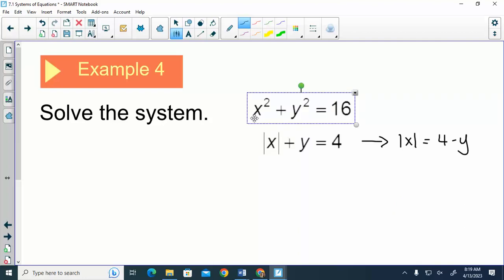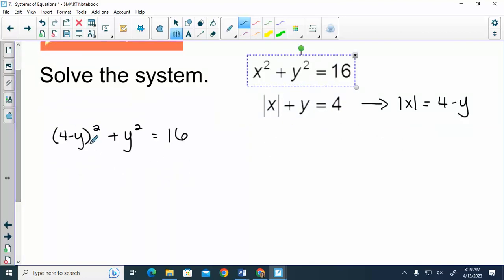So we get 4 minus y squared plus y squared equals 16. So you are correct. We have to FOIL here. So I'm going to reorder this. I'm going to put my square term first, minus my 8y. If you subtract over the 16, what happens?